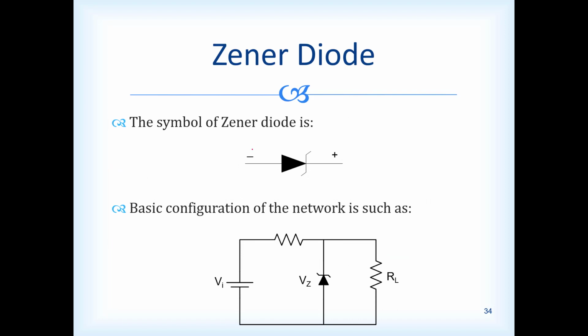Okay, the symbol is like this, like a diode, but with a slightly curvy side. A normal diode is just a straight line, but this one is slightly curvy or has some tail on the symbol. The basic configuration of the network, for example, is this one. We have Vin and R, and then RL, and then there's the Zener diode. We will see how this works after this.